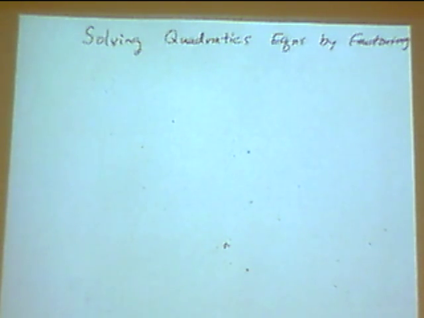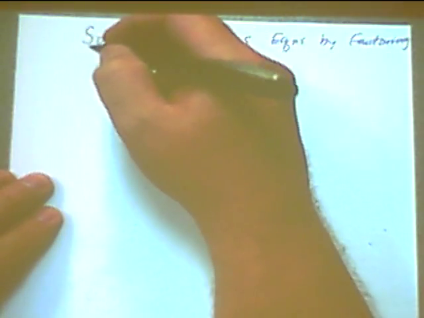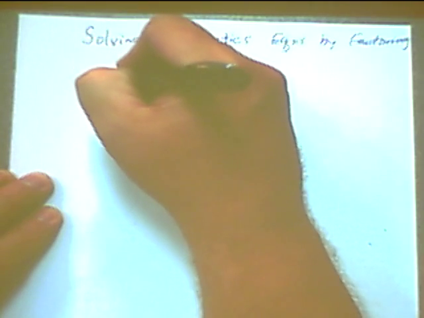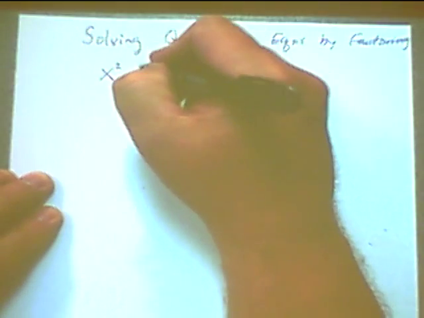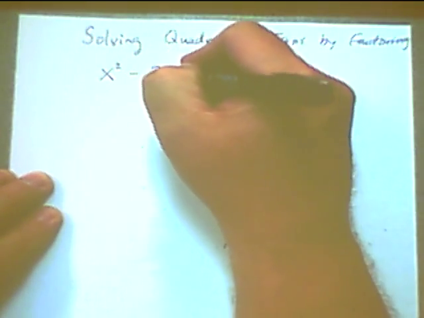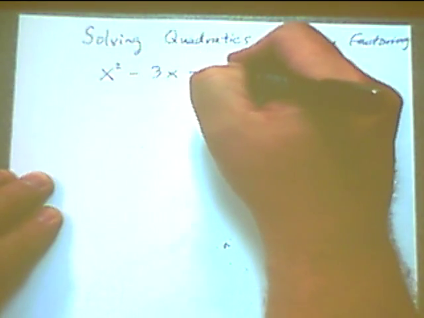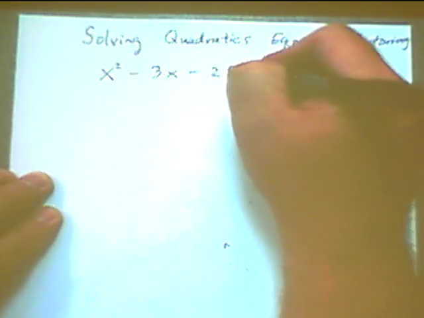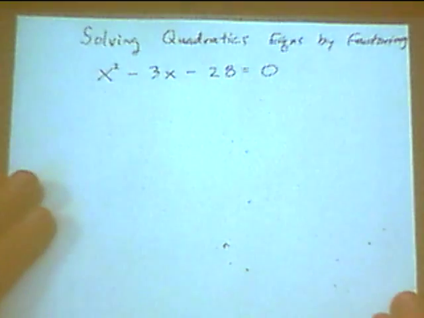Now let's go ahead, and I'm going to work three problems. And in class, I gave you the steps to go through, so I'm not going to rewrite them, but I will refer to them as we do these examples. So the first example is pretty straightforward. x squared minus 3x minus 28 equals 0.